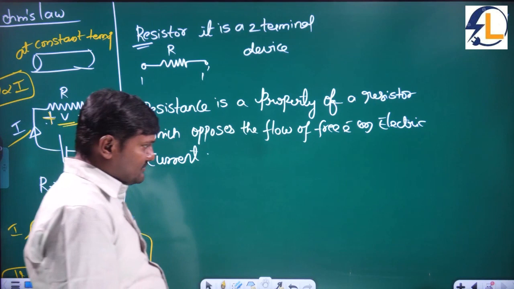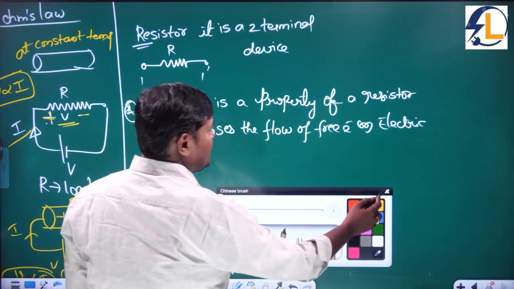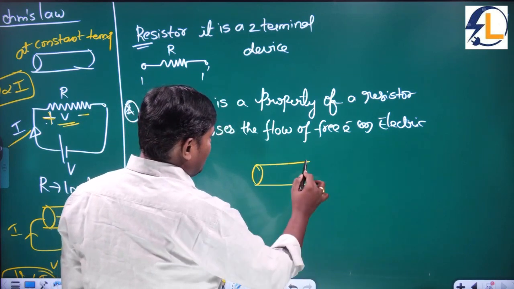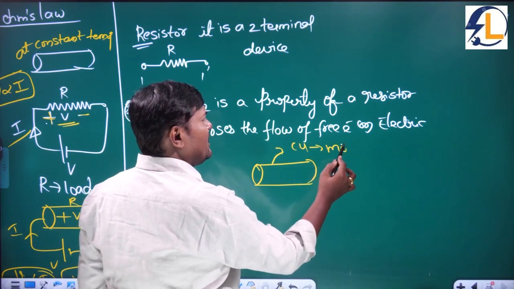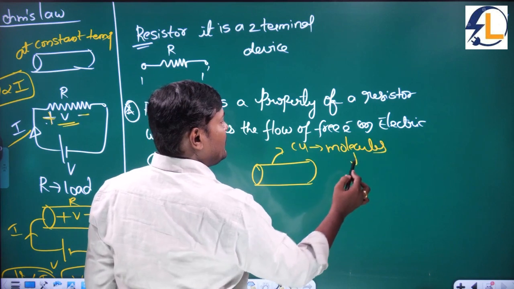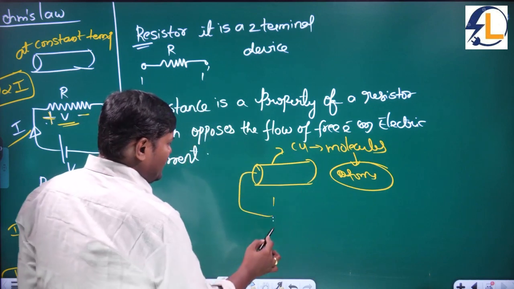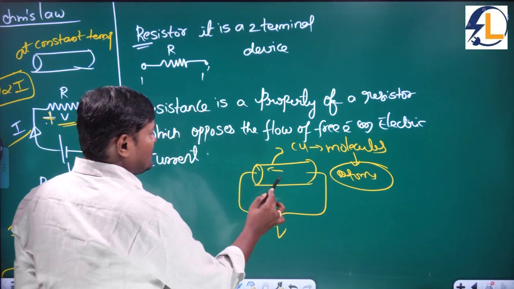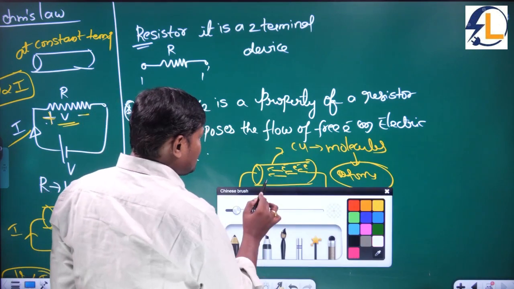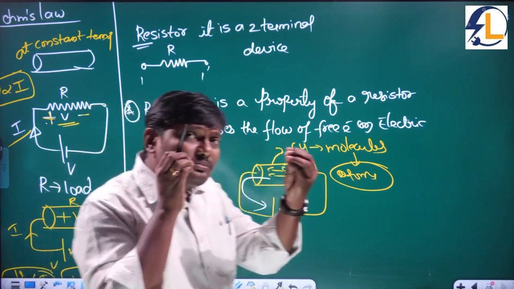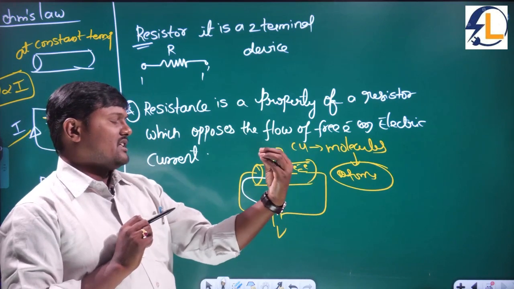So how does it oppose? How will the opposition be produced? If we take a conductor made of copper, consisting of so many molecules, built of atoms and compounds, and as I apply a voltage source here, what will happen? Electrons have a negative charge, so they move towards the positive terminal of the supply. During this process, the electron moves in this direction.